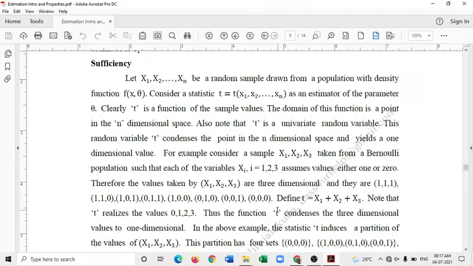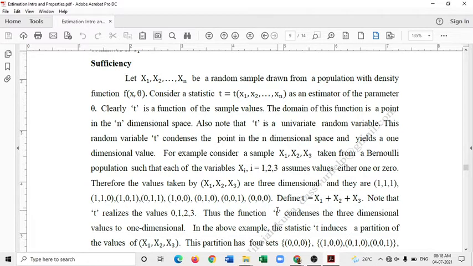At the same time, we define a statistic, say t, as x1 plus x2 plus x3. We note that the values taken by this random variable t, or the estimator t, are 0, 1, 2, 3, a univariate random variable. So there is a transition from a three-dimensional random variable to a one-dimensional random variable, or this function t condenses the three-dimensional values to a one-dimensional value, and therefore t induces a partition of the values taken by x1, x2, x3 into four compartments.